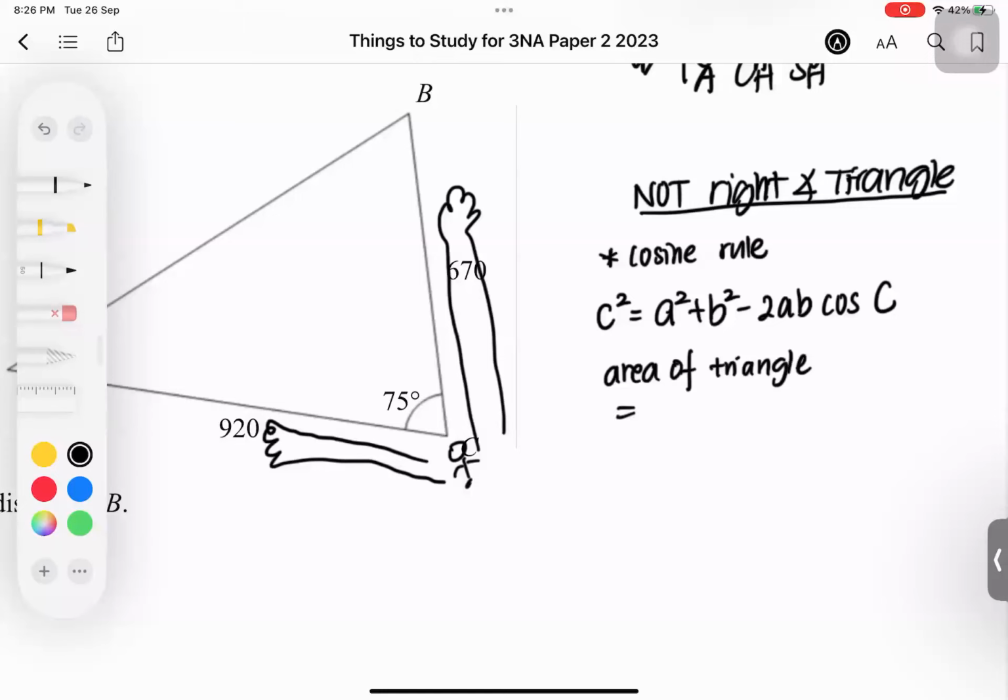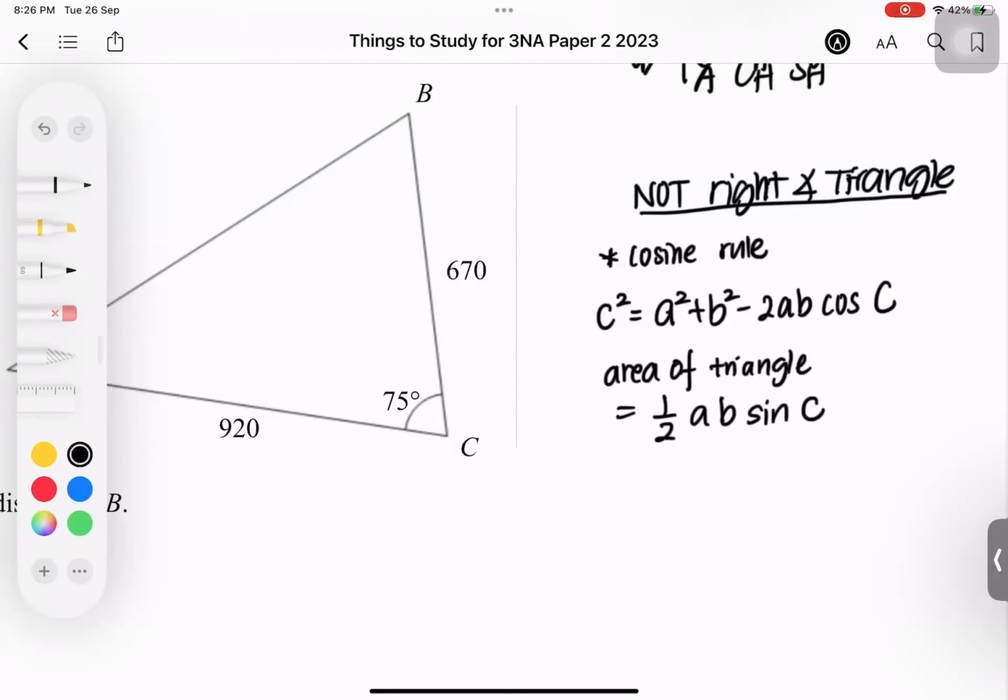Area of a triangle is not half times base times height when it's not a right-angled triangle. It's half AB sine C. This one is very ugly, let me erase it first. Then after that you need to check the sine rule.